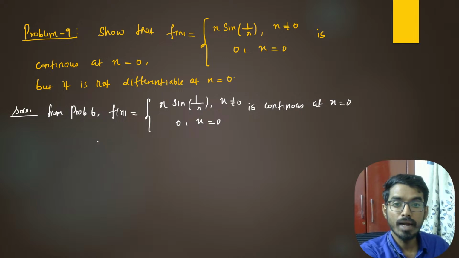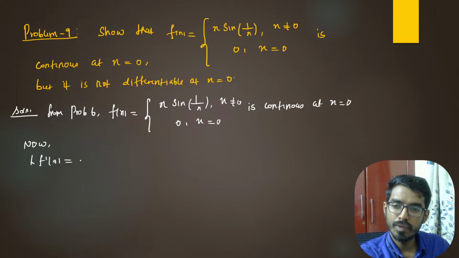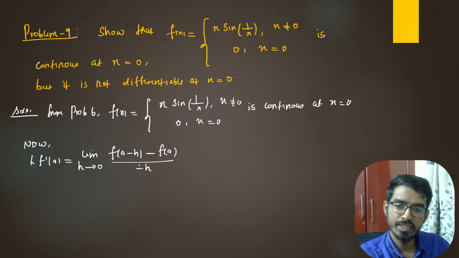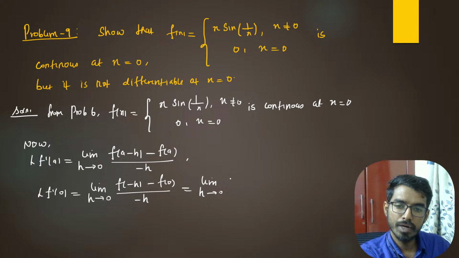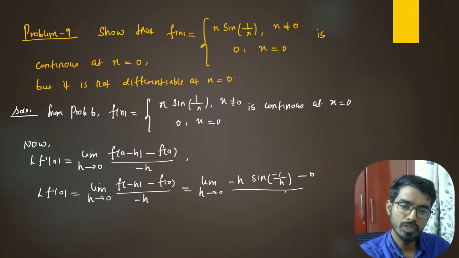Now we'll say that it is not differentiable at 0. Now we will find L of f dash of a. So what is L of f dash of a? Limit h tending to 0, f of a minus h minus f of a by minus h. So we will find L of f dash of 0, because at 0 only we need to say it is not differentiable. So limit h tending to 0, f of minus h minus f of 0 by minus h. What is f of minus h? Minus h into sine of minus 1 by h minus f of 0 by minus h. So these two will get cancelled.